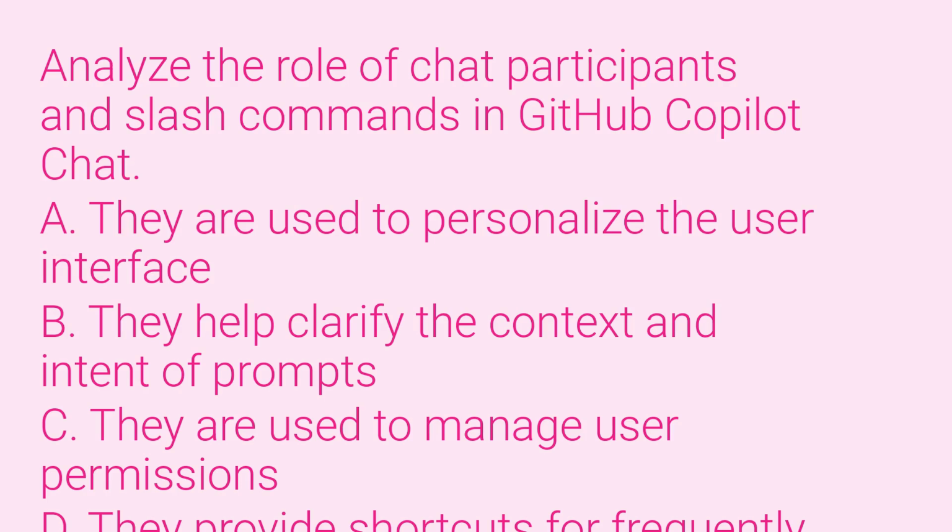Analyze the role of chat participants and /commands in GitHub Copilot Chat. A. They are used to personalize the user interface. B. They help clarify the context and intent of prompts. C. They are used to manage user permissions. D. They provide shortcuts for frequently used commands. Answer. B. They help clarify the context and intent of prompts.